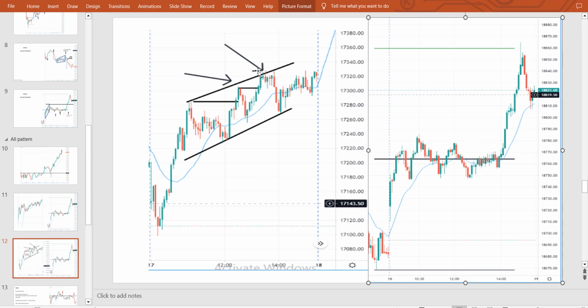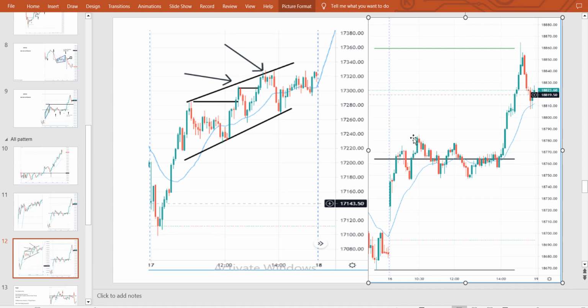So selling on high happened, buying at every low happening here. The same happened today, selling on every high, buying on every low. This is the breakout here. Sellers did not even get a chance to trade it.